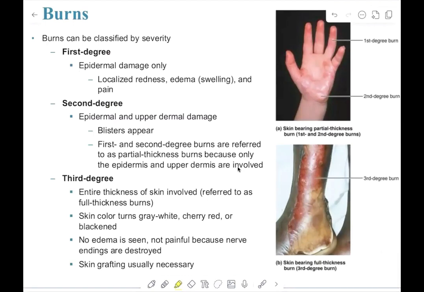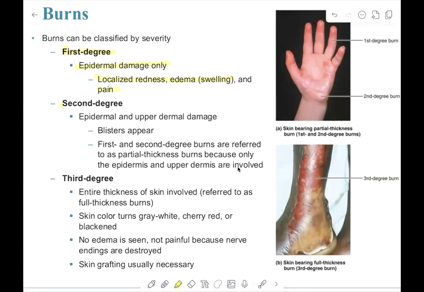First degree burns are only affecting the outer layer of the skin, the epidermis. So the skin may be red and painful, but you don't have blisters and long term damage is rare. So it's epidermal damage only. There is some swelling and pain, but no blisters.